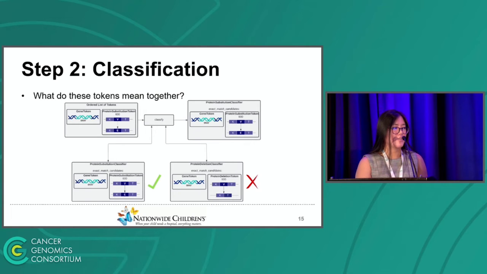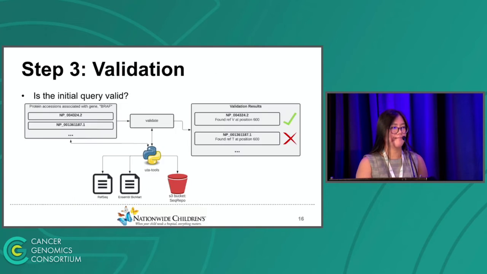We can see that our ordered list of tokens do not get classified as a protein deletion, since we do not have a protein deletion token. However, it does get classified as a protein substitution token since we have both a gene token and protein substitution token. We then move on to validation to ensure that the initial query is valid.